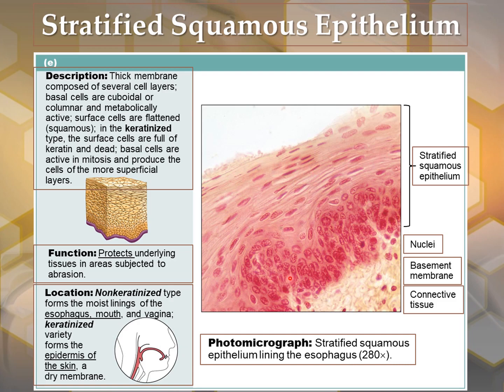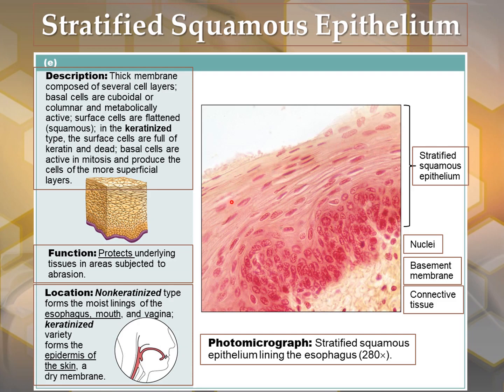But if you look towards the bottom, the whole layer of the tissue goes from about here to here. So many, many layers of cells, right? But if you look towards the bottom, they don't look quite as squished. They're maybe a little more cuboidal. So again, we're named for that top layer of cells, okay?